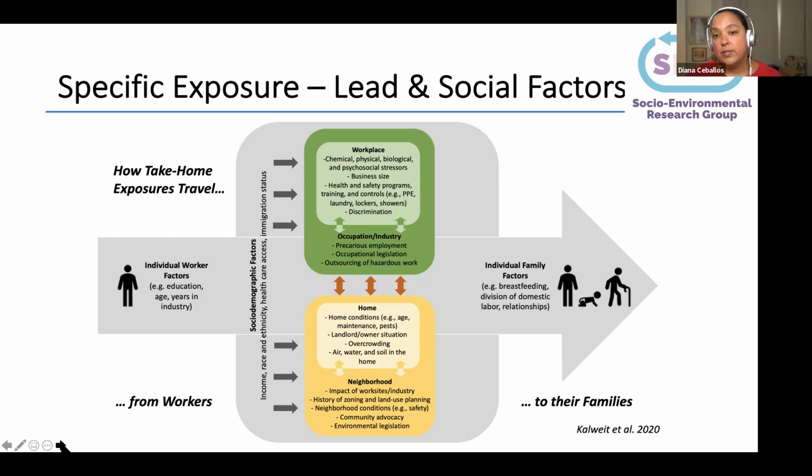And so as an exposure scientist, I have to acknowledge social factors in my exposure assessment. Thus, in my studies, I usually try to gather the most information possible in terms of the individual worker factors, socio-demographics, a little bit about their workplace, about their occupation and industry, more about their home and neighborhood, and then individual family factors that are playing a role in all of these dynamics to make lead poisoning in children coming from the workplace such a prevalent issue in vulnerable populations.